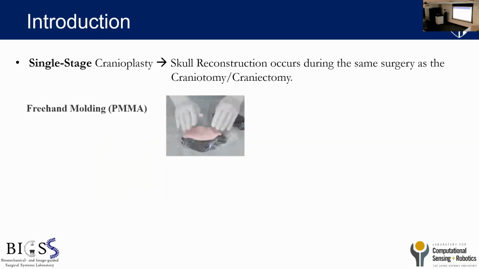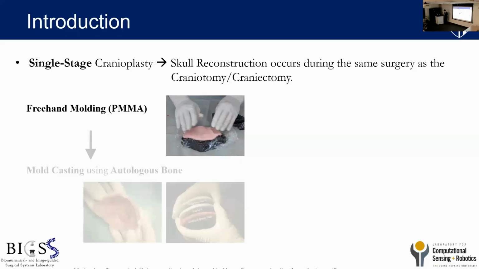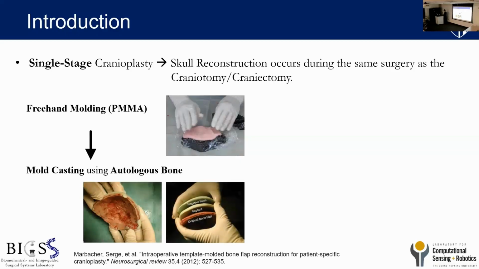Other methods consider intraoperative freehand molding. This method generates an exothermic reaction that can damage the surrounding tissue. The patient also may have an allergy to the monomers. And especially for large, complex skull shapes, freehand molding is very challenging. It often results in unacceptable cosmetic outcomes. Therefore, other research groups consider using the removed bone flap to create a mold first and then cast an acrylic PMMA implant. However, this certainly increases the surgical time.